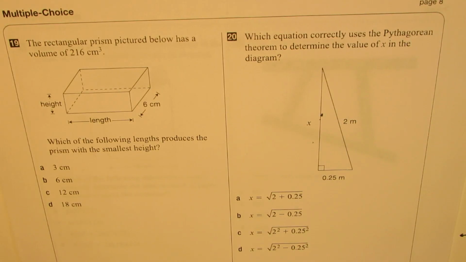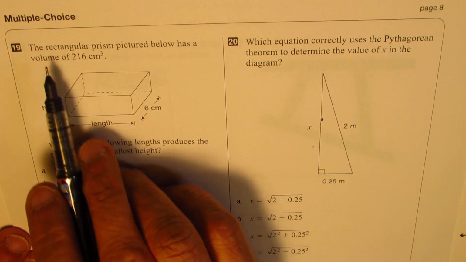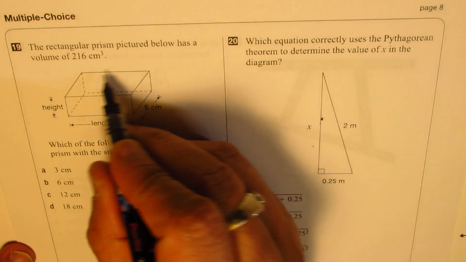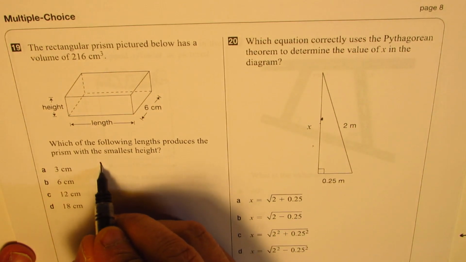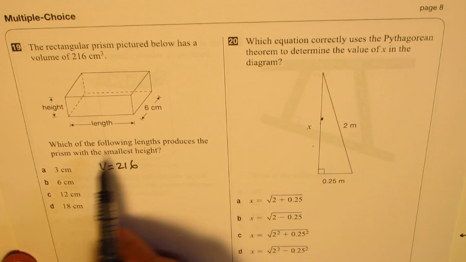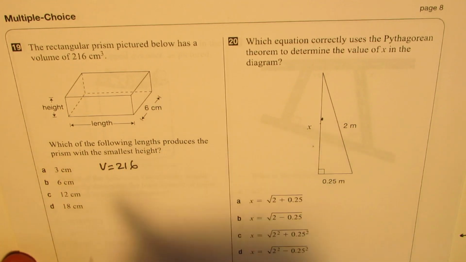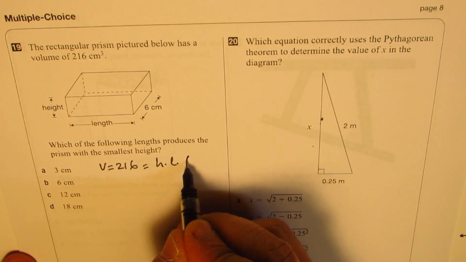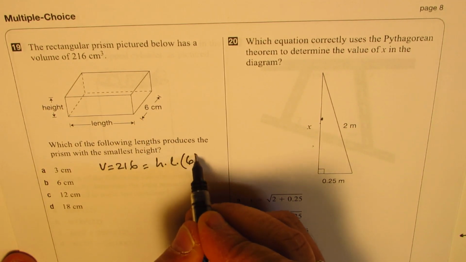Question number 19. The rectangular prism pictured below has a volume of 216. So the total volume is 216. Which of the following lengths produces the prism with the smallest height? Now we know this is height times length times 6, right? This is given to us, 6.